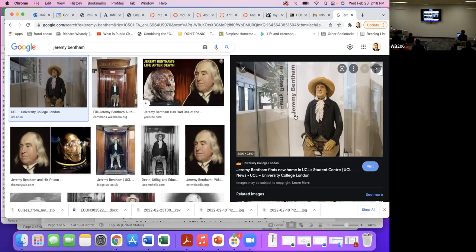And demonstrate that approbation towards you. Okay. So he believed in this thing called auto-icon. That's actually Jeremy right there. They made a wax face for him. But that's his hat, his clothes. Jeremy Bentham. Okay.